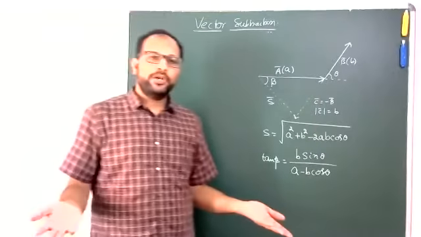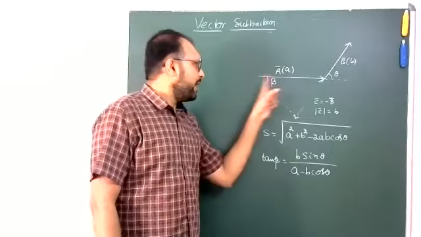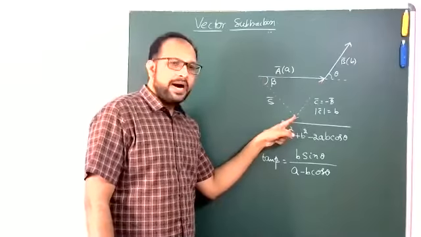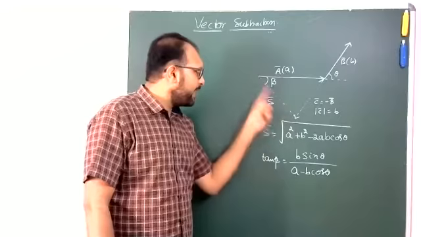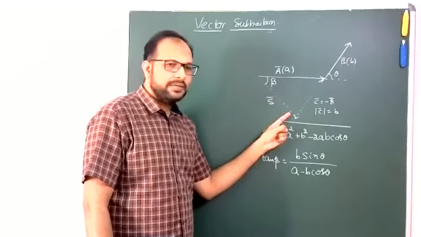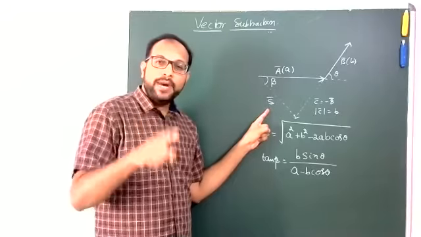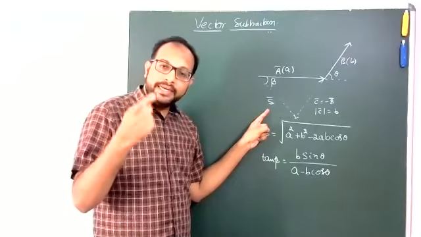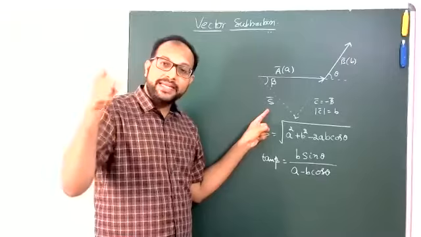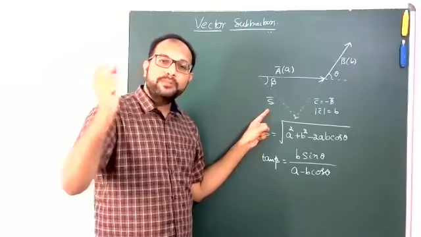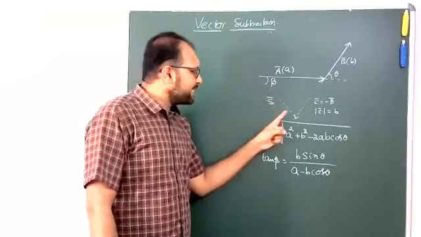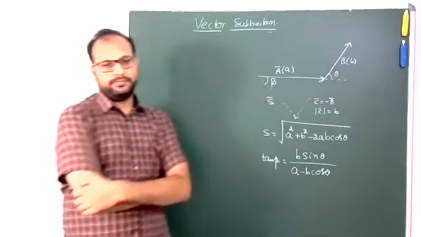Yes, students, we know vector addition. A bar plus C bar is represented with S bar. S bar equals A bar plus C bar, that is A bar plus of minus B bar, that is A bar minus B bar. So indirectly it is A bar minus B bar.